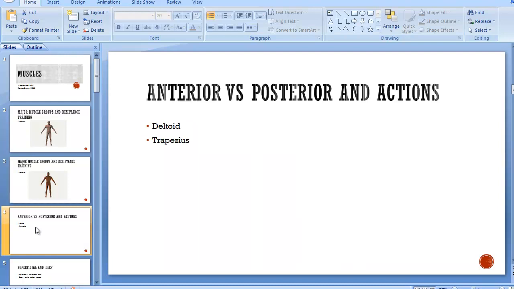So anterior versus posterior. I talked about the deltoid. You can have it do pushing if it's anterior, pulling if it's posterior, abduction, adduction if we're talking about the middle portion of the deltoid. We talked about the trapezius, mainly a pulling muscle, but anytime you do shrugs, you're going to hit the trapezius.